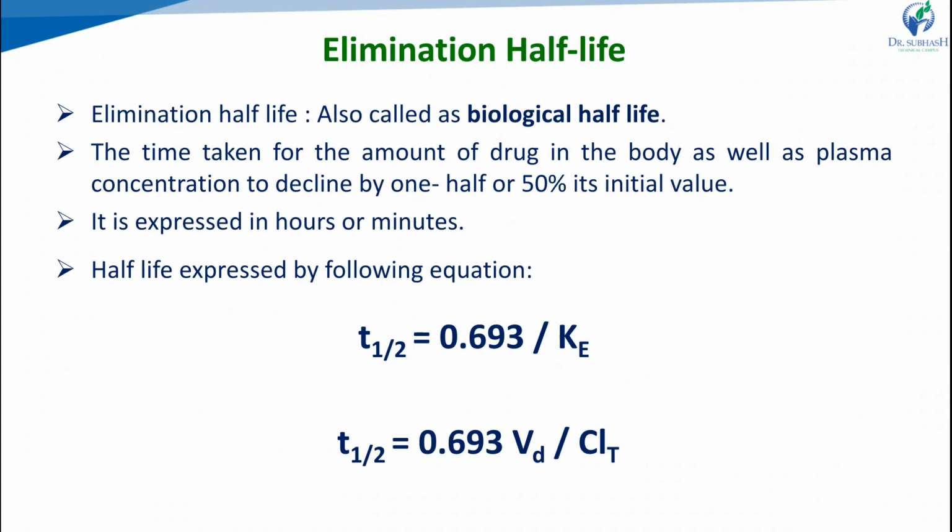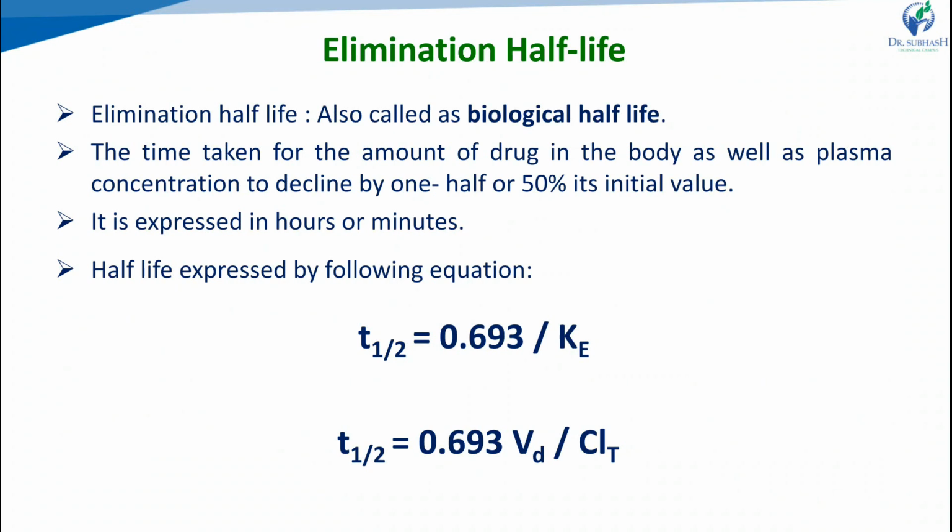The second parameter is elimination half-life, also called biological half-life. It is the time required for the amount of drug in the body or in the plasma to decline or reduce to half of its initial value, or 50% of the initial value. That is called the elimination half-life. That is expressed in hours or minutes. And the equation for the half-life is T1/2 is equal to 0.693 upon K.